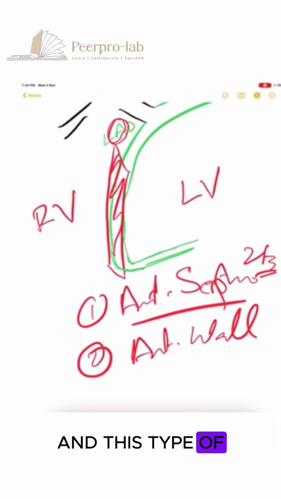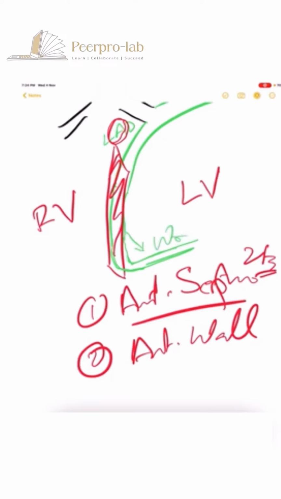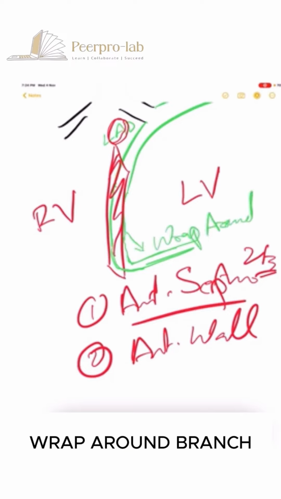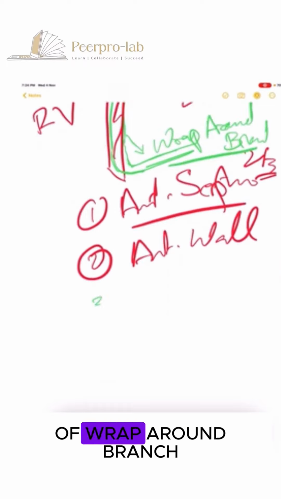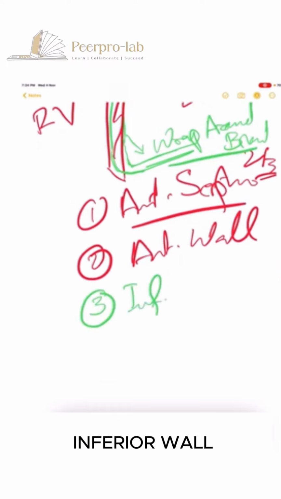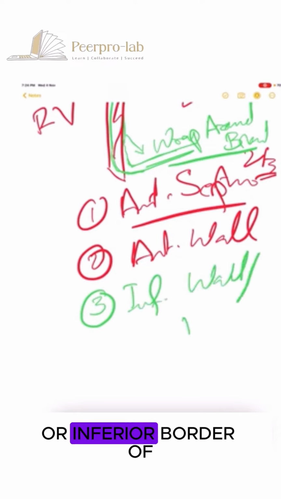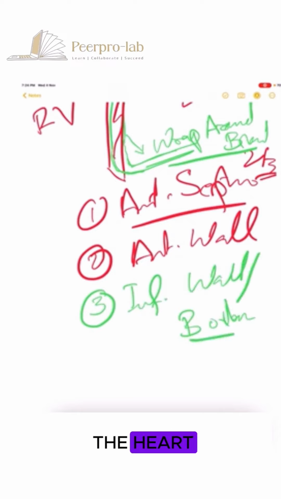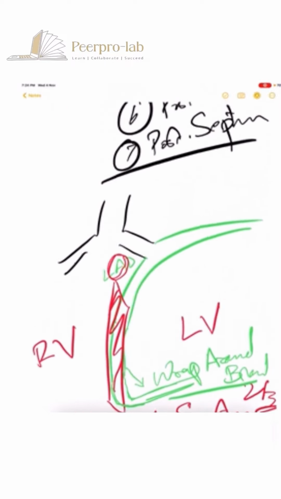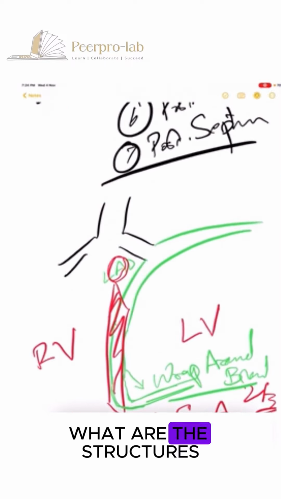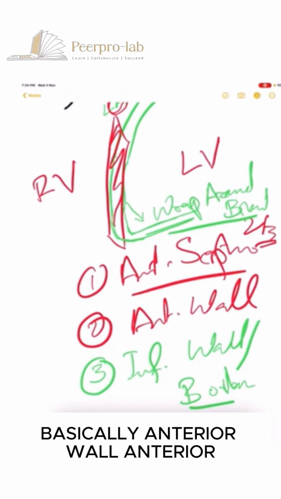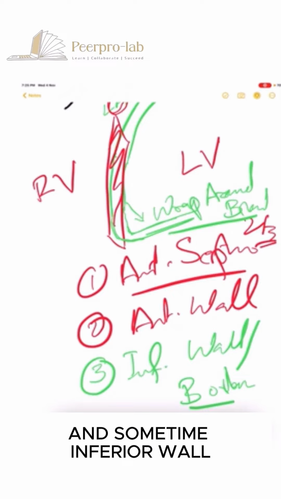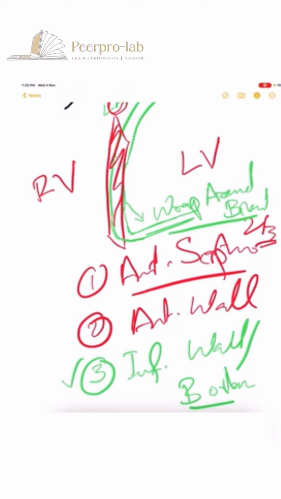This type of branch of the left coronary artery is called a wraparound branch. So a wraparound branch can also be there, and in that case it supplies the inferior wall or inferior border of the heart. Okay. So what are the structures supplied by the left anterior descending artery? Basically the anterior wall, the anterior portion of the septum, and sometimes the inferior wall and border.